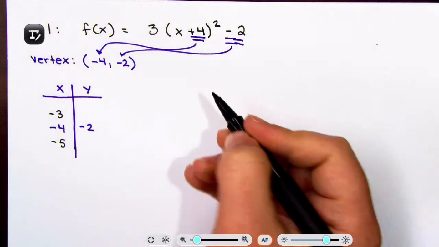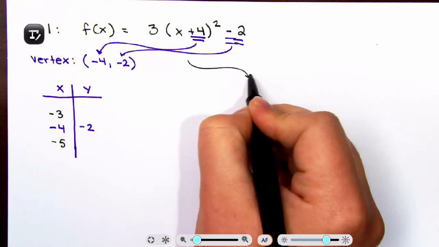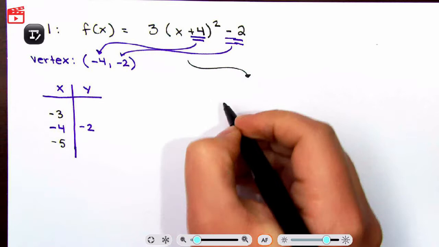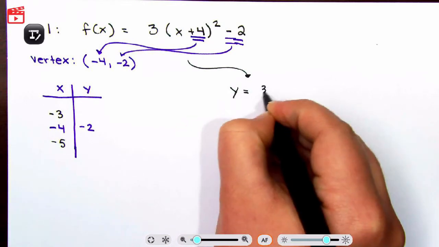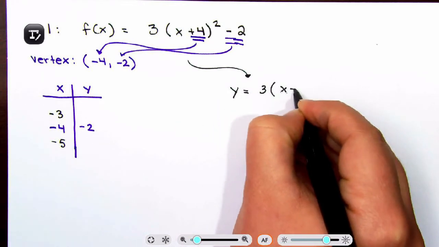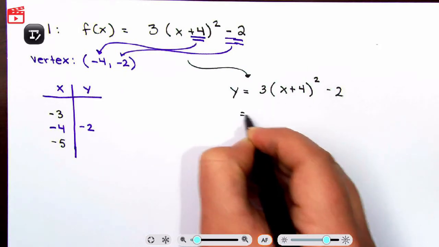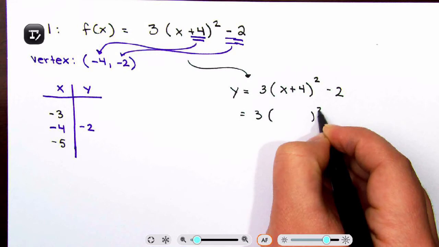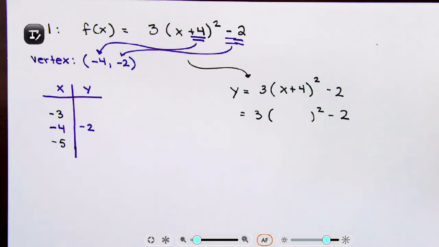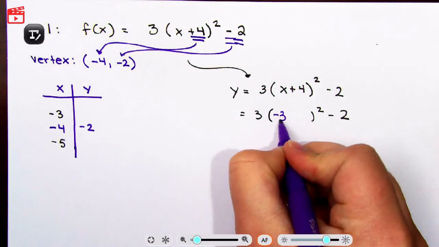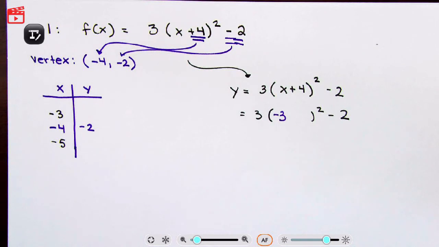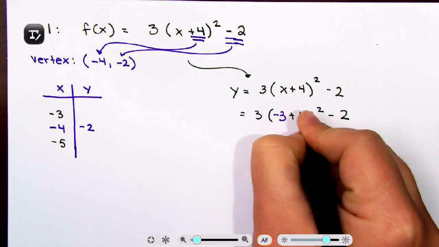Then I'm going to take my original equation, which is here. f of x is just another way of saying y. So here's 3 times x plus 4 squared minus 2. And I'm going to plug in my new x value. So I'm going to substitute in for -3, and then the next time I'm going to substitute in for a -5.